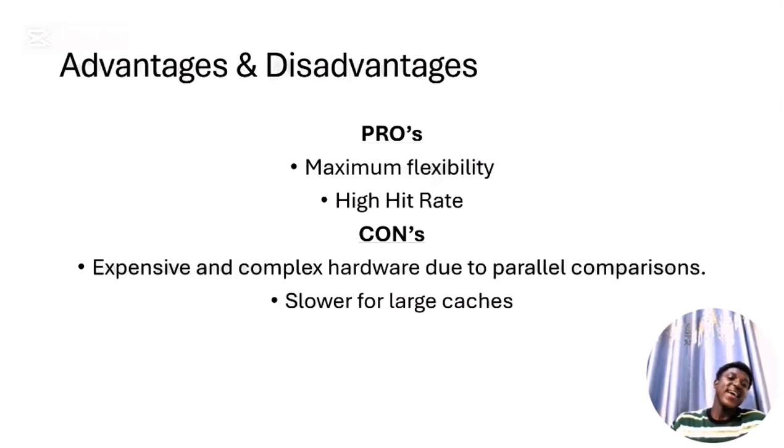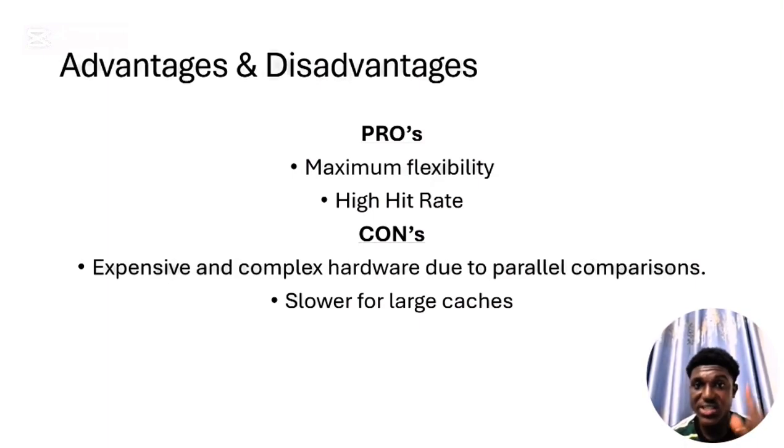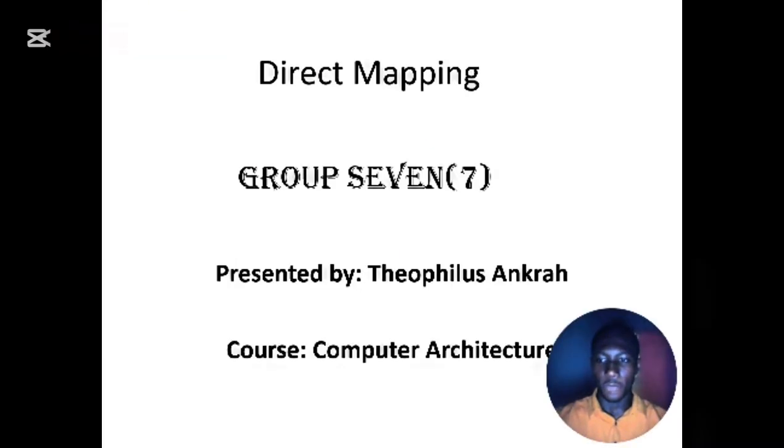However, this flexibility comes at a cost. It requires complex and expensive hardware, including multiple comparators for parallel tag matching. As the cache size increases, the system slows down due to the number of comparisons required. It's quite different in how it places data, and you will see how it compares in terms of speed and simplicity.